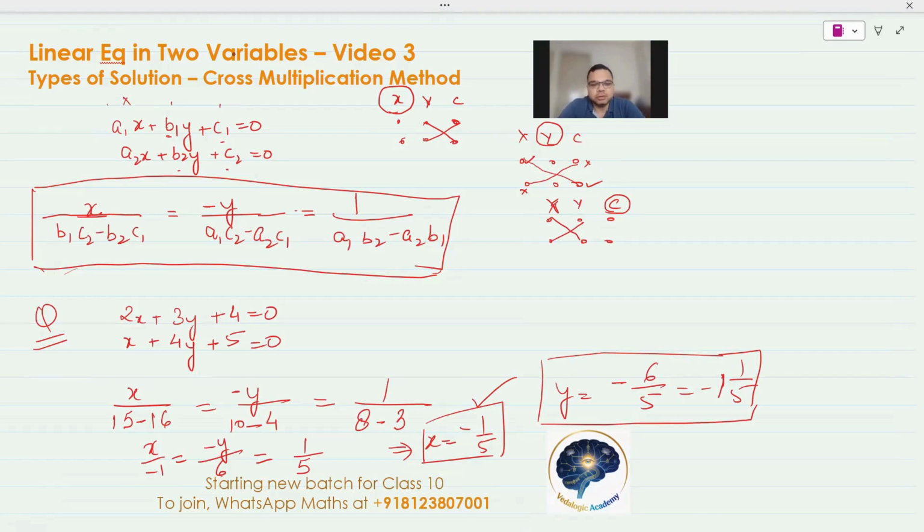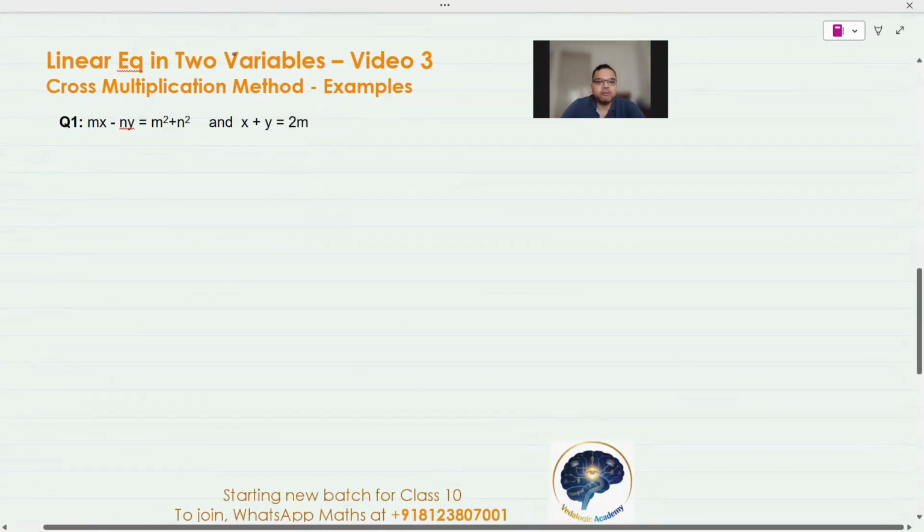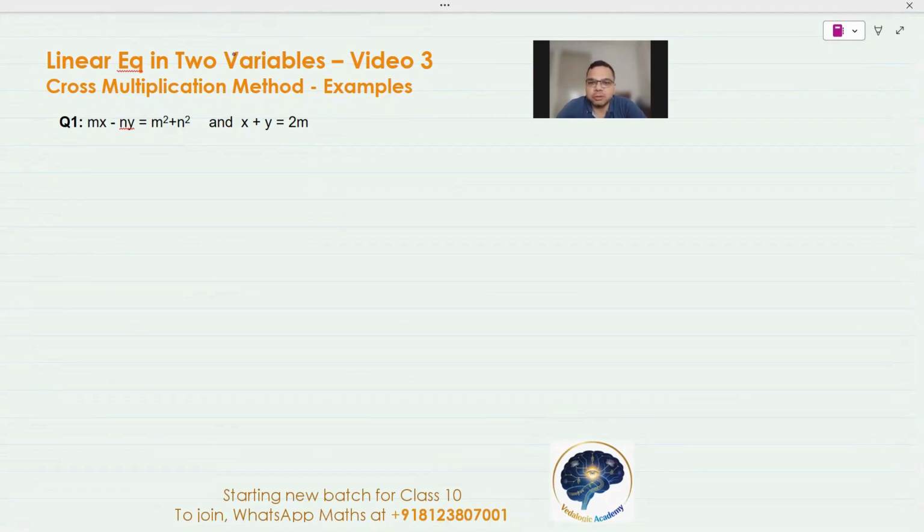Okay, so let's go to the next question that we have here. So we have two equations again here, mx minus ny equals to m square plus n square and x plus y equals to 2m. So we have to find the value of x and y here to solve this equation. So what we are going to do is let me just write down these equations in the same form in which we can apply the previously learned method.